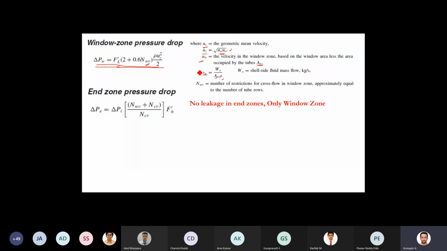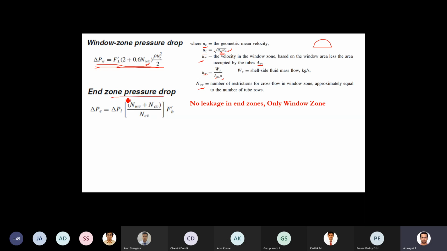So the geometric mean velocity UZ is the root of UW into US, because US is different and UW is different, as UW is flowing through a smaller cross-sectional area. What does that mean? UW will be greater than US, so you have to average it. NW is the number of vertical tube rows in the window zone. This is the way to calculate the delta PW.